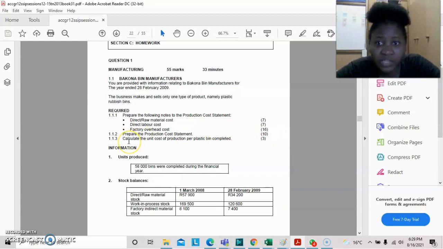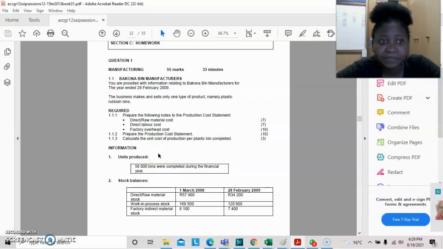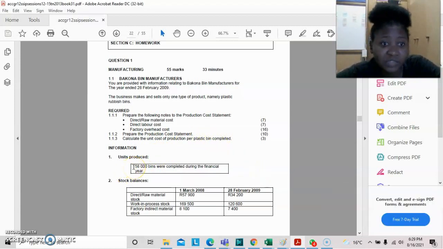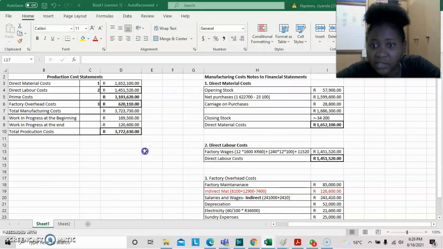Oh, so now we have to answer 1.1.3. They say calculate the unit cost of production per plastic being completed. So now this should be easy, right? Because we just need to calculate the cost per bean. So the cost per bean. We have 58,000 beans.